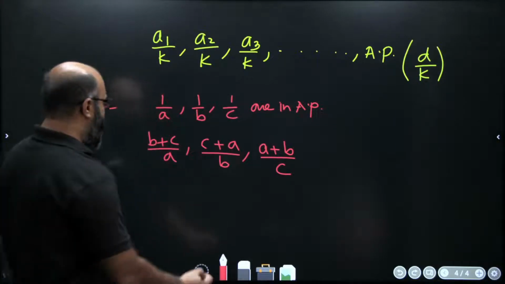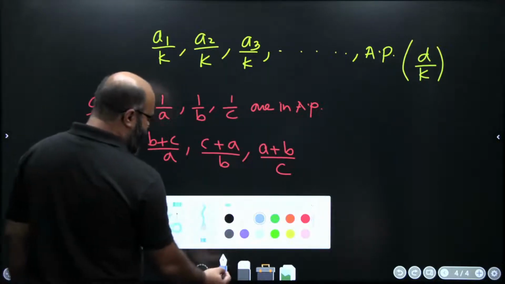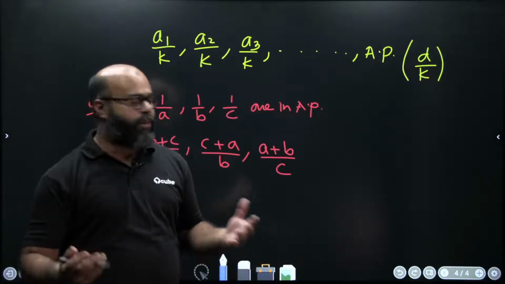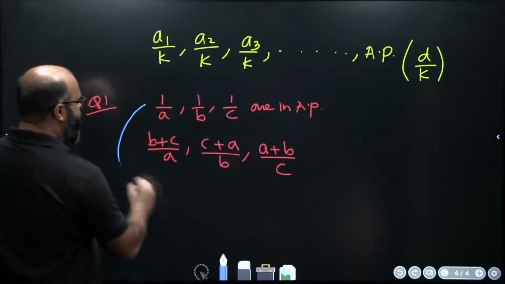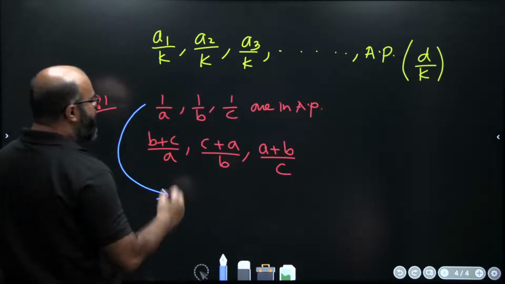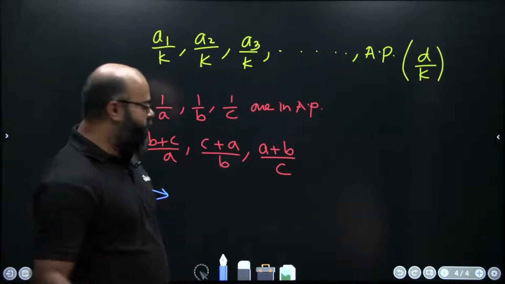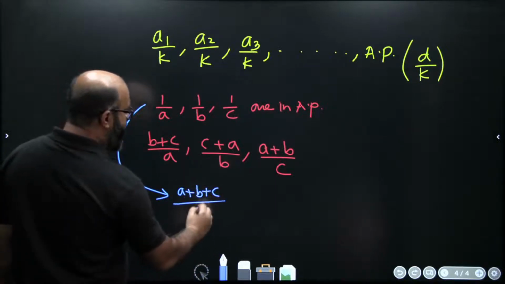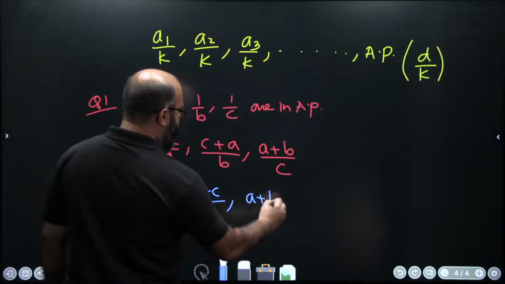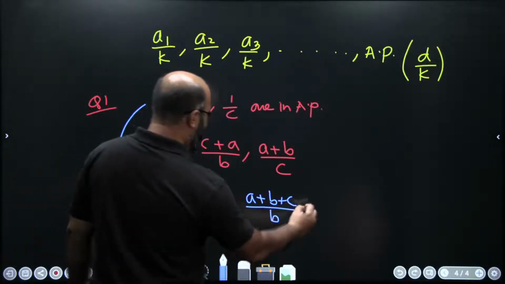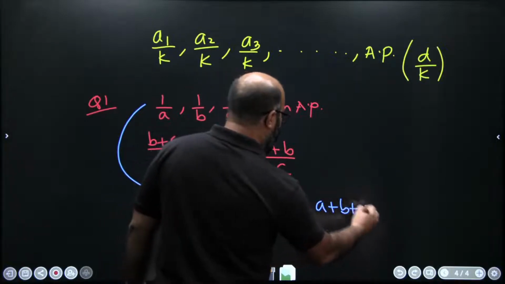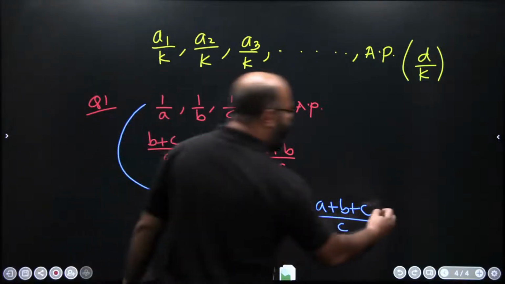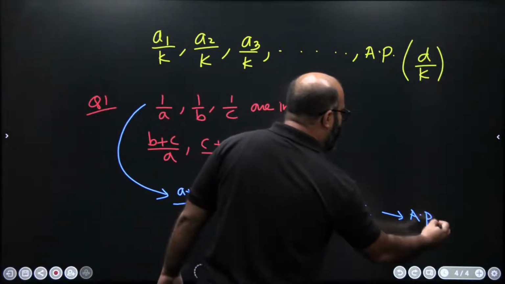So what will we do here? We will proceed by properties. Of course, we can proceed by definition also, but our focus is the properties here. If we see here, this is an AP. So let us multiply a constant with all the terms. I will multiply with a plus b plus c. So a plus b plus c is multiplied to each of the three terms, and this will also be in AP by our second property.